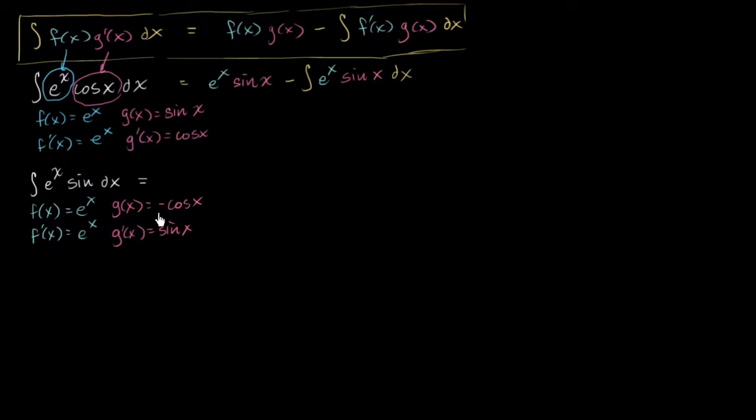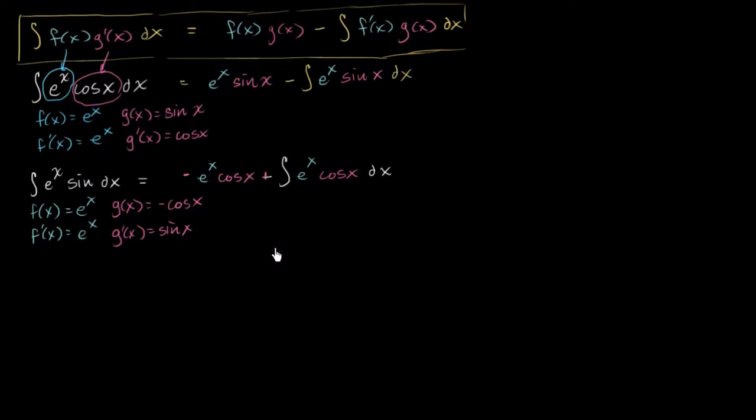So we have f of x times g of x. F of x times g of x is negative, I'll put the negative out front, negative e to the x times cosine of x, minus the antiderivative of f prime of x g of x. F prime of x is e to the x, and then g of x is negative cosine of x. So I'll put the cosine of x right over here, and then the negative, we can take it out of the integral sign, and so we're subtracting a negative. That becomes a positive. And of course, we have our dx right over there.